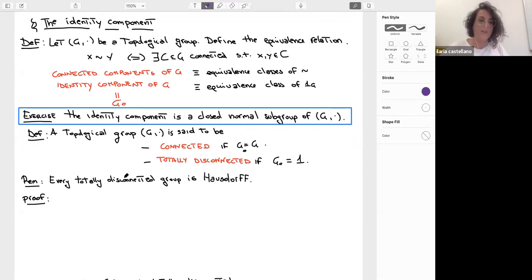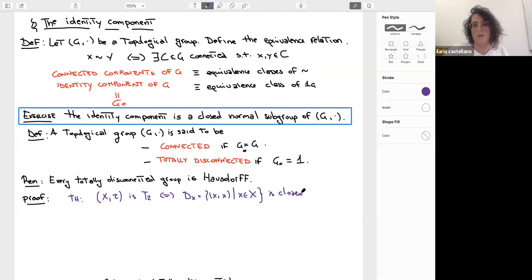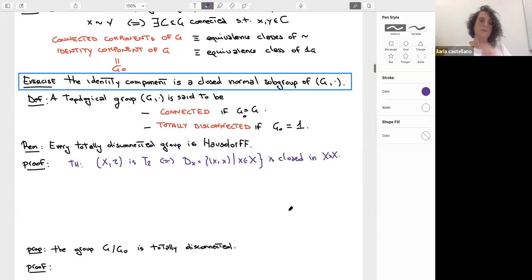Let's see, every totally disconnected group is Hausdorff. This is what I want to prove. In order to prove this, I need to recall a property of Hausdorffness that is the following. A topological space (X, tau) is Hausdorff if and only if the diagonal, which is this set here, is closed in the product. Okay, so I will prove that a totally disconnected group is Hausdorff by proving that the diagonal is closed.